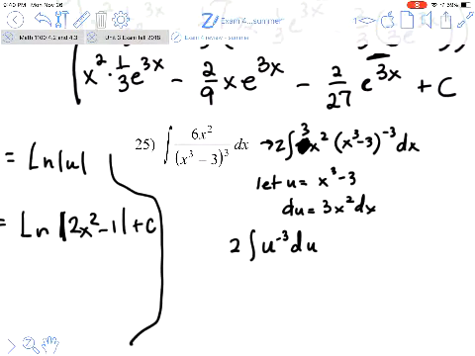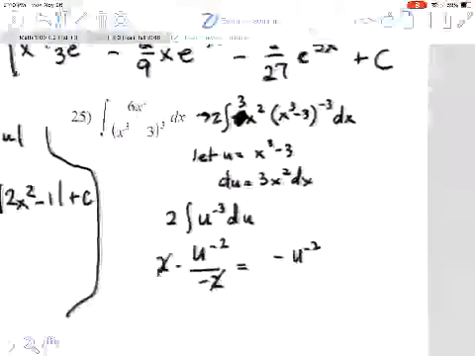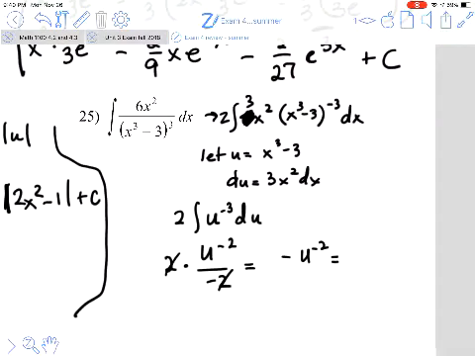And the antiderivative of u to the negative 3 is u to the negative 2 divided by negative 2, and then the 2's can cancel, leaving it negative u to the negative 2, which is negative 1 over u squared.